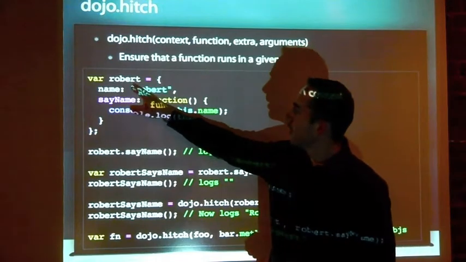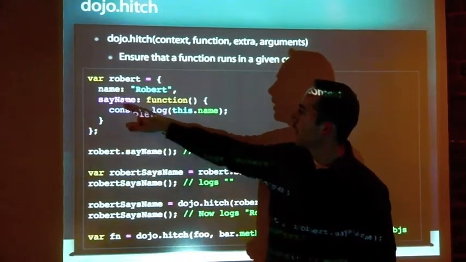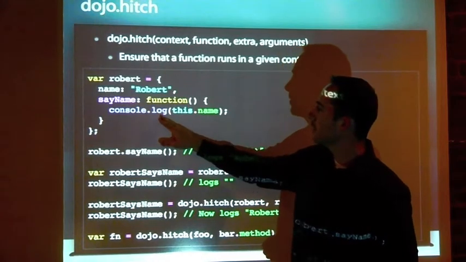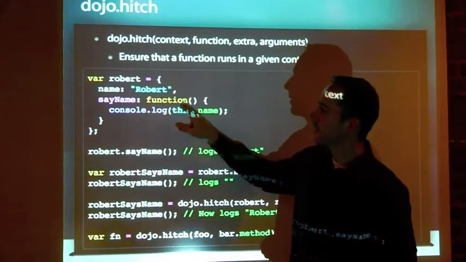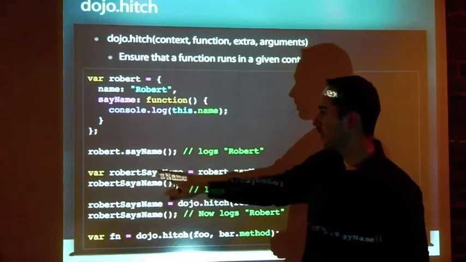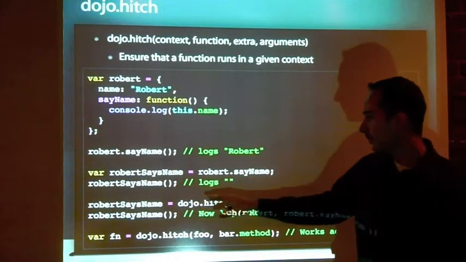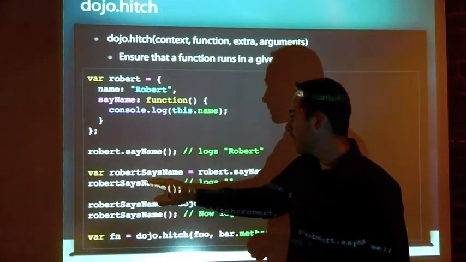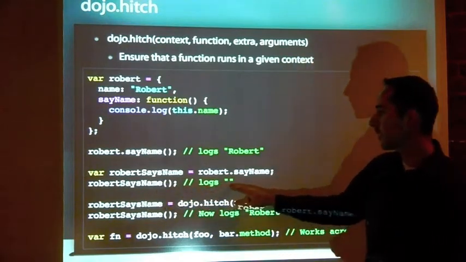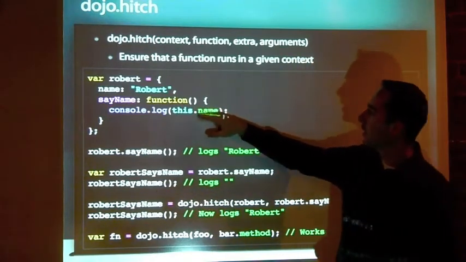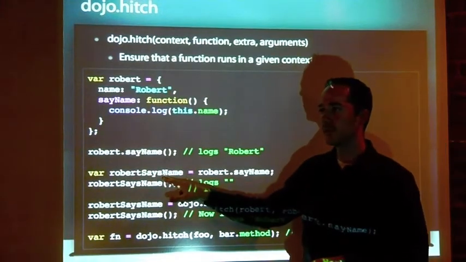We've got this object Robert that has a name and then a sayName function. It's just going to console log out this.name. So it's inside of this scope, and it can do that. So we say Robert.sayName, it logs Robert, obviously. But now if we say Robert.sayName equals Robert.sayName, and then we call Robert.sayName, it's going to log nothing, because the name now is no longer in that scope of Robert's sayName.